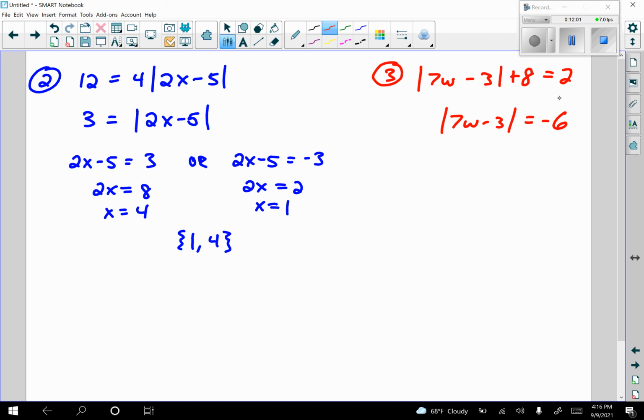Well, the absolute value is always positive, or it could be 0. So right here, this side is going to be positive. This side is negative. A positive will never equal a negative. So here we would say no solution, or the empty set. So whenever you isolate the absolute value and it's equal to a negative, it can never equal a negative. Therefore, we could just jump to no solution.